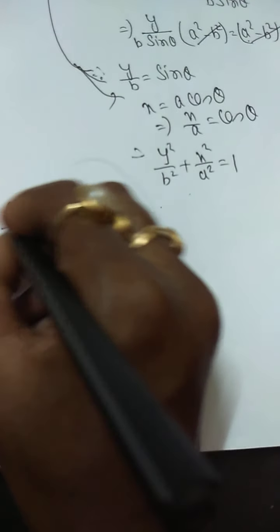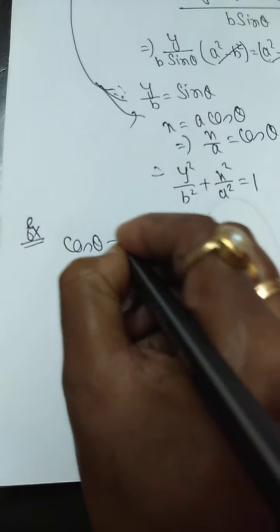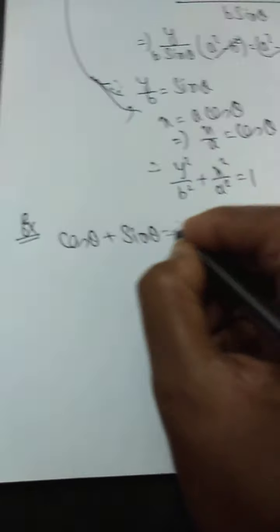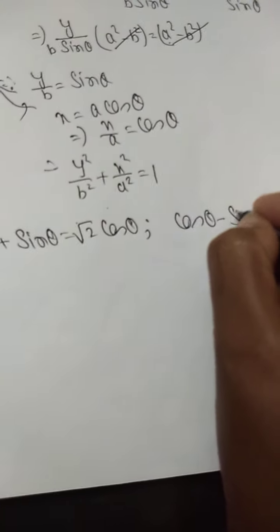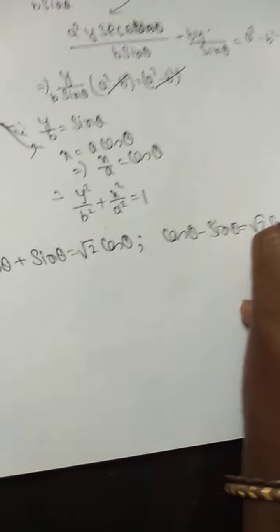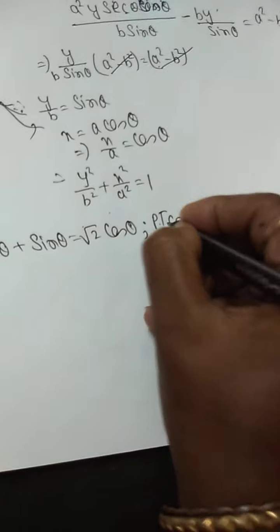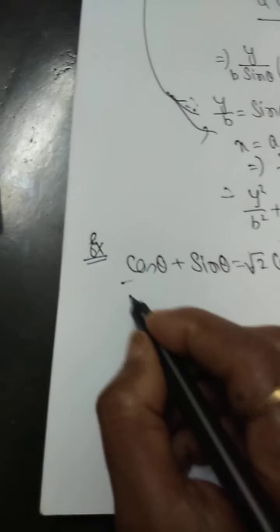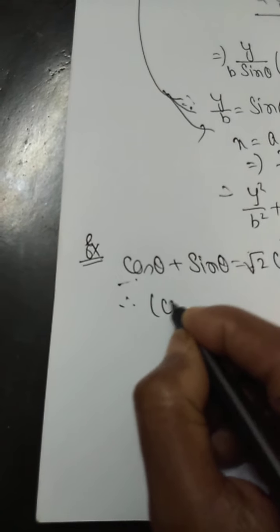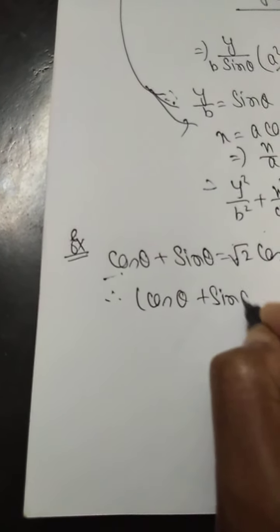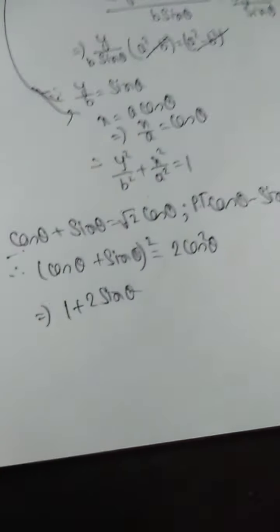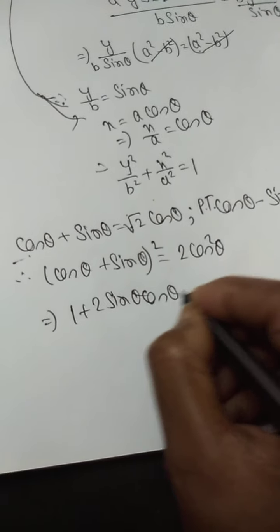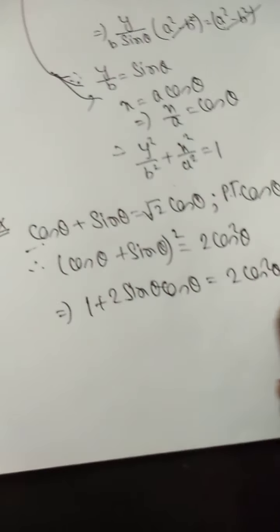Let us do another example. This example says that cos theta plus sin theta is equal to root 2 cos of theta. Then you have to show that cos of theta minus sin of theta is equal to root 2 sin theta. That is, we have to prove this part. Now these things are given to us. If we square it, we will get cos theta plus sin theta whole square is equal to 2 cos square theta. So cos square plus sin square is equal to 1, so we will get 1 plus 2 sin theta cos theta is equal to 2 cos square theta.